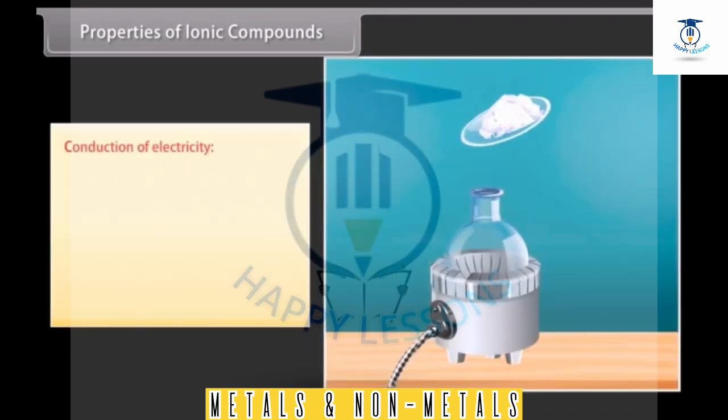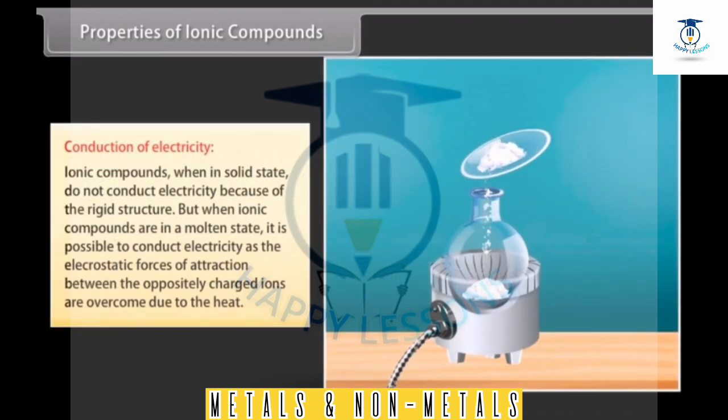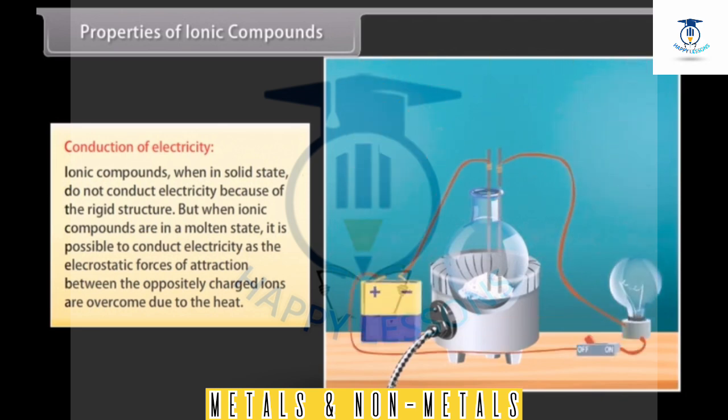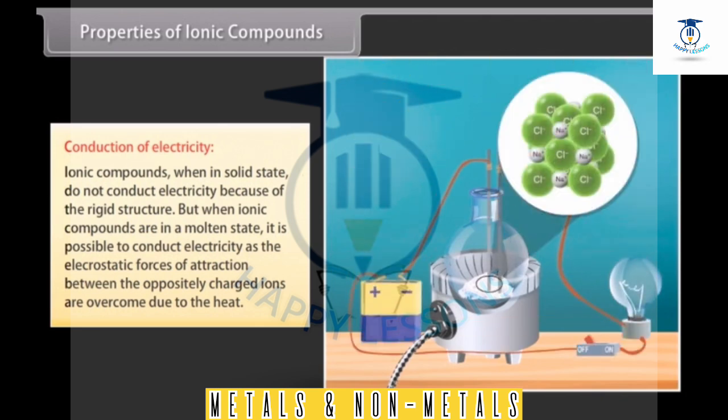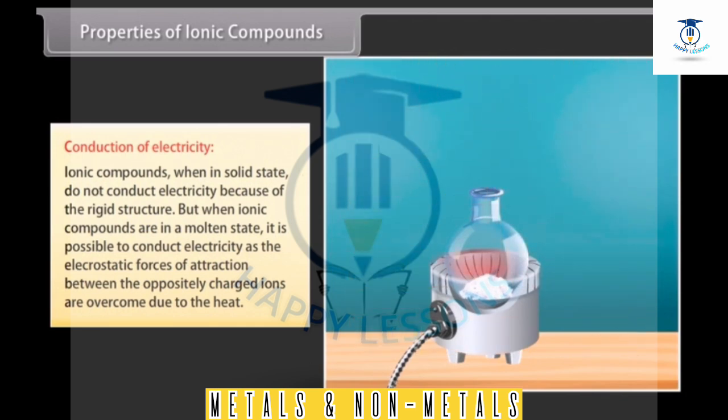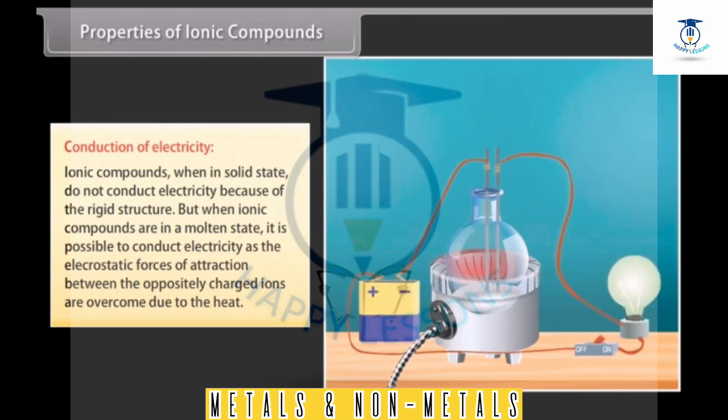Conduction of electricity. Ionic compounds, when in solid state, do not conduct electricity as the movement of ions is not possible because of the rigid structure. But when ionic compounds are in a molten state, it is possible to conduct electricity as the electrostatic forces of attraction between the oppositely charged ions are overcome due to the heat. This leads to ions moving freely and conducting electricity.